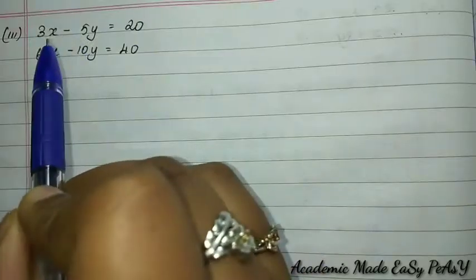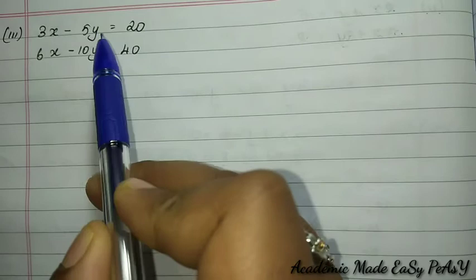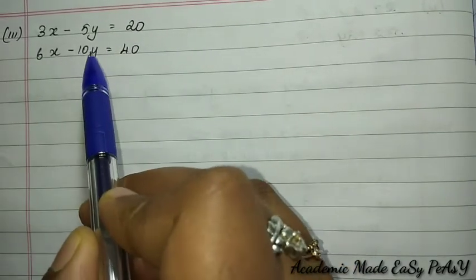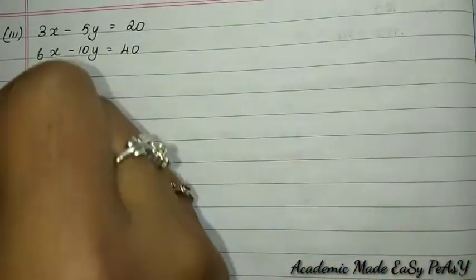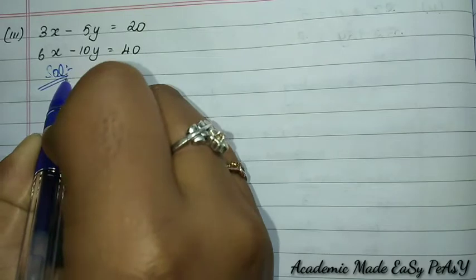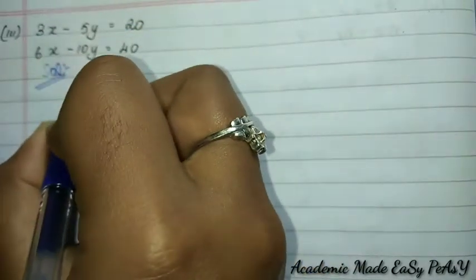That's it. Subdivision 3, there are two equations that are given. 3x minus 5y is equal to 20, and 6x minus 10y is equal to 40. So now the solution. Since the given two equations are not in the standard form, first let us write them in the standard form.